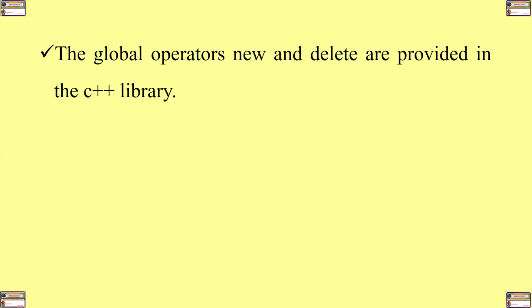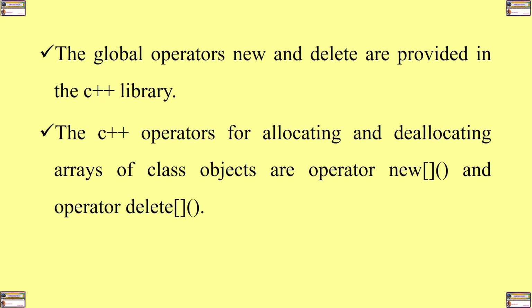And therefore, if you do not redefine your delete and new operators within your classes or within your program, once you use the word new or delete, the compiler will invoke the new and delete functions that are already predefined in the respective C++ library that we have already seen. So the C++ operators for allocating and deallocating arrays of class objects are operator new for the array, and delete when you want to erase that structure.